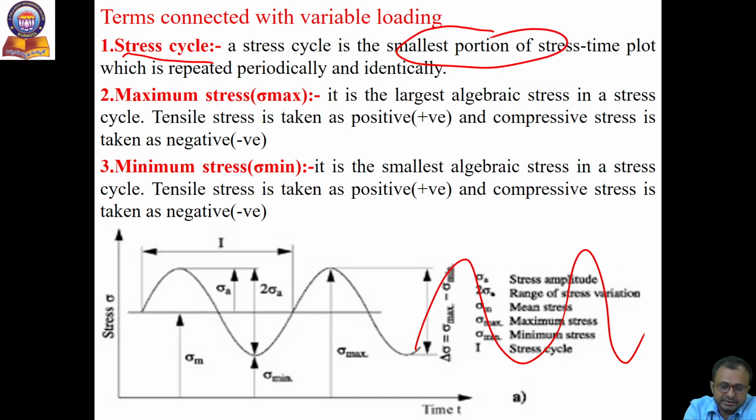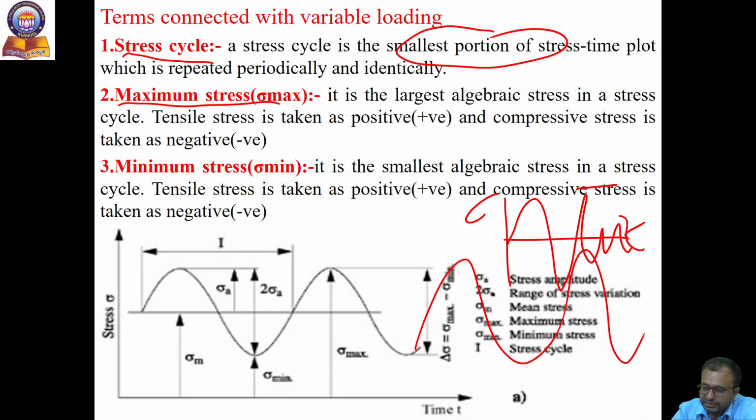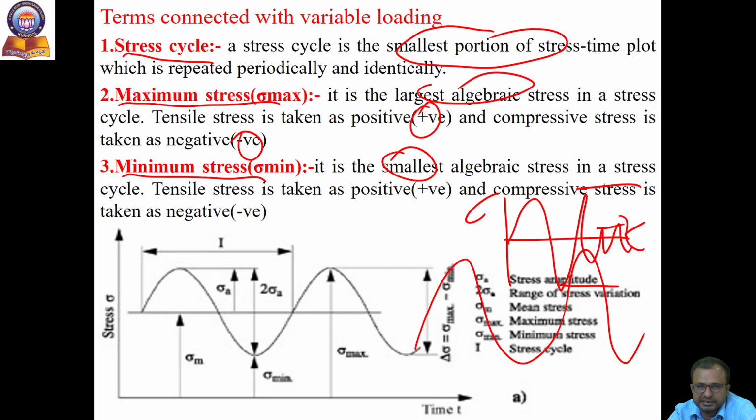First is the maximum stress, because here we have different types of waves; we are considering only the maximum and minimum. The maximum stress is the largest algebraic stress in a stress cycle. In this case, tensile stress is taken as positive and compressive stress is taken as negative. In a similar way, we consider the minimum stress. This is the smallest algebraic stress in a stress cycle. Here also the sign convention is the same: tensile stress is taken as positive and compressive stress is taken as negative.